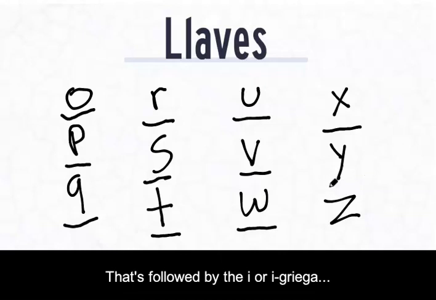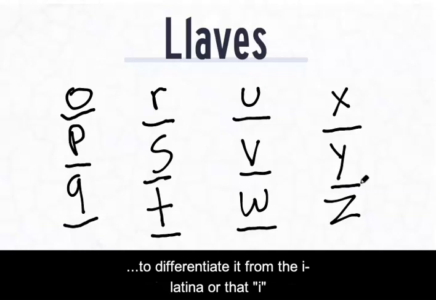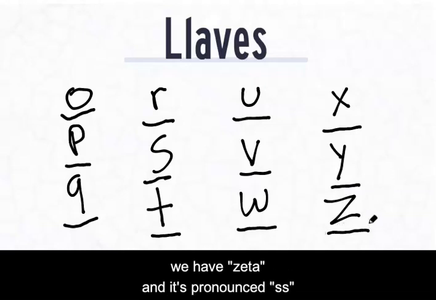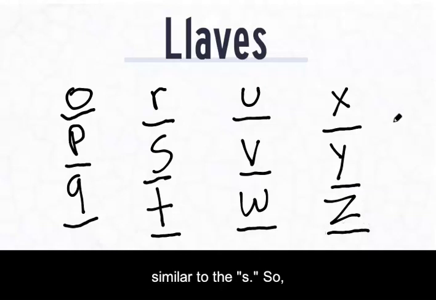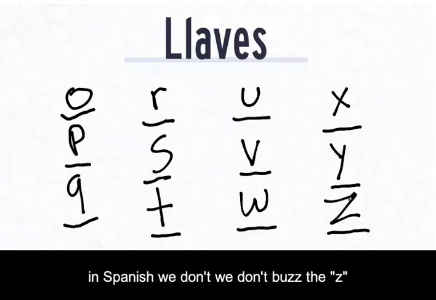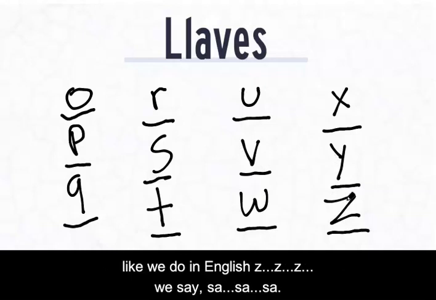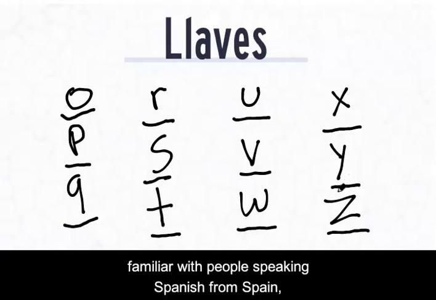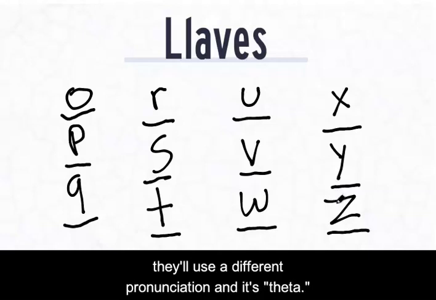Okay, that's followed by the E or Y to differentiate it from the E Latina or the I that we saw earlier, and it's pronounced E. And finally we have Zeta, and it's pronounced S, similar to the S. So in Spanish we don't buzz the Z like we do in English. Z, z, z, we say S, s, s. Okay, and if you're familiar with people speaking Spanish from Spain, they'll use a different pronunciation, and it's theta.